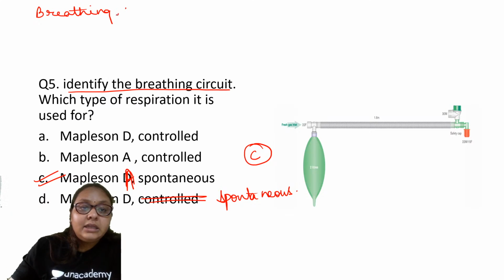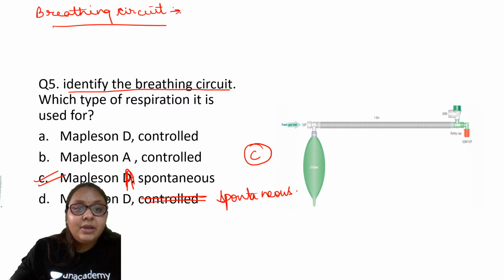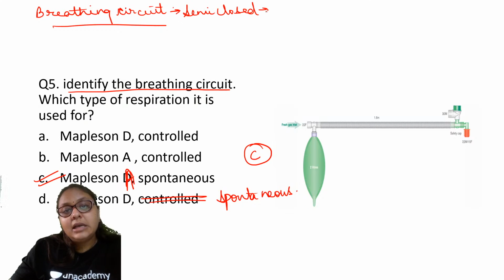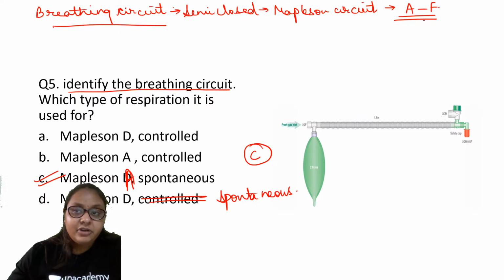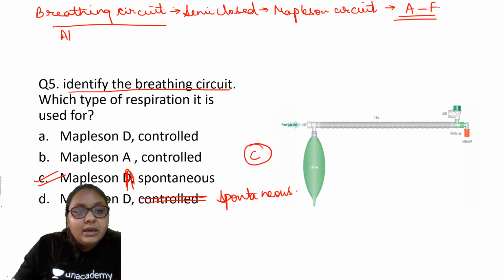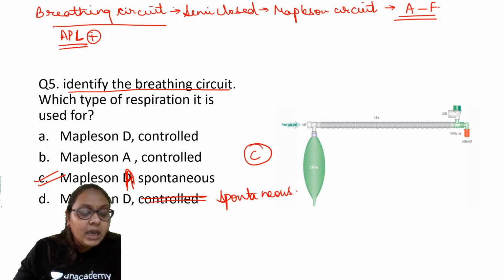Now, ये जो breathing circuits हैं, the semi-closed circuits, these are Mapleson circuits, and these are divided into A to F type. Now, depending upon where the APL valve is present, what are the components of the breathing circuit?